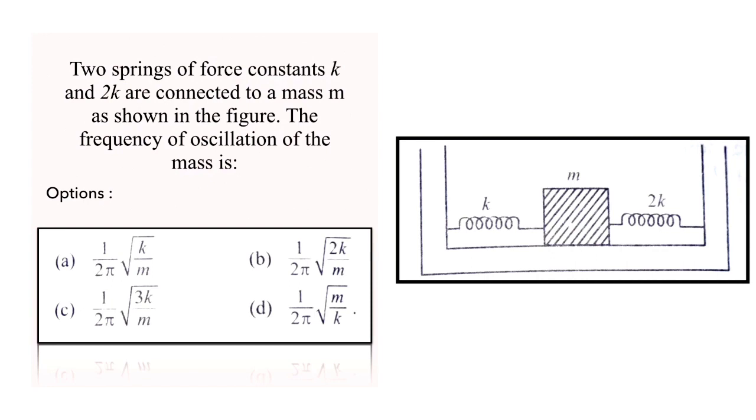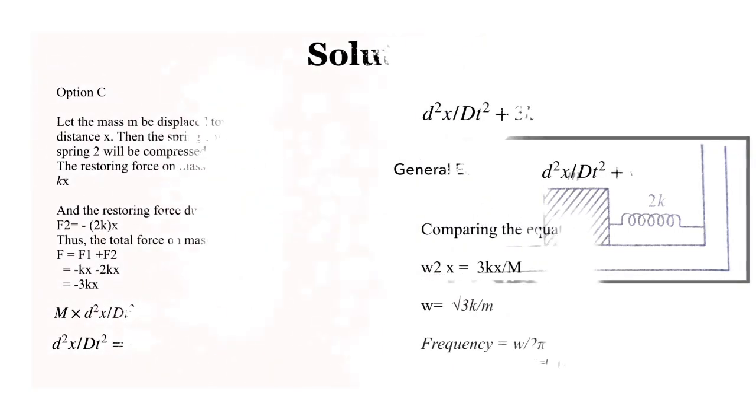So the question is, two springs of force constants k and 2k are connected to a mass as shown in the figure. The frequency of oscillation of the mass is. The options are 1 by 2 pi root k by m, 1 by 2 pi root 2k by m, 1 by 2 pi root 3k by m, and 1 by 2 pi root m by k. If you have a look through previous question papers of NEET, you'll find a lot of very similar questions as this one, which makes it all the more important. So let's get on to the solution.